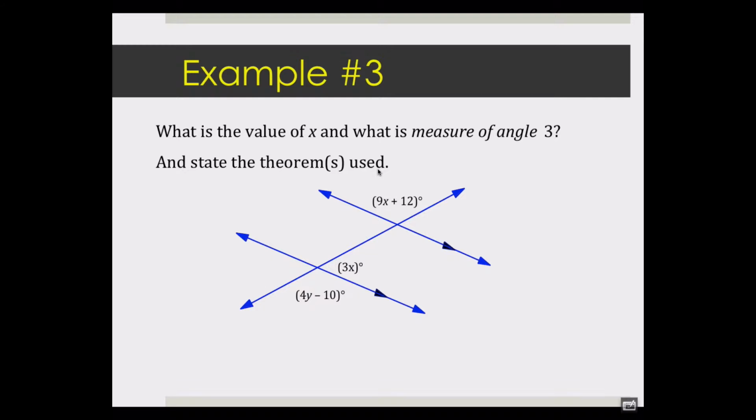Okay, so this one gets a little weird. Ideally, we'd like to match up the same variables. So I'd like to match up the x with the x and then deal with the y later. Otherwise, we get a system and that goes the whole place we don't want to go. So we want to talk about this angle and that angle. What's the relationship between those two angles, Nicole? They're supplementary. So again, 9x plus 12 plus 3x equals 180. Why? What pair of angles are those?